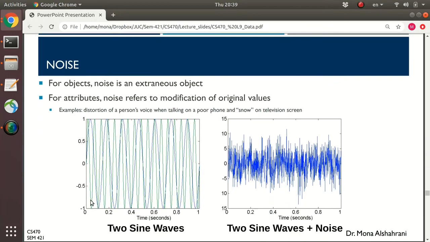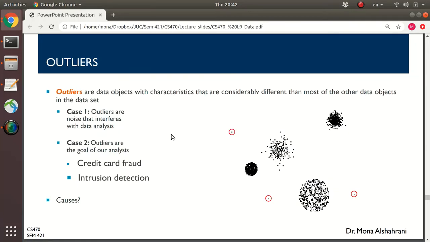In terms of noise, for an object, noise is an extraneous object. For attributes, noise can refer to modifications of original values. Also, another problem of data is outliers. Outliers are data objects with characteristics that are considerably different than most of the other data objects. For example, here you can see this cluster, and you can see one point here. That means this point, and this point can be considered as outliers.